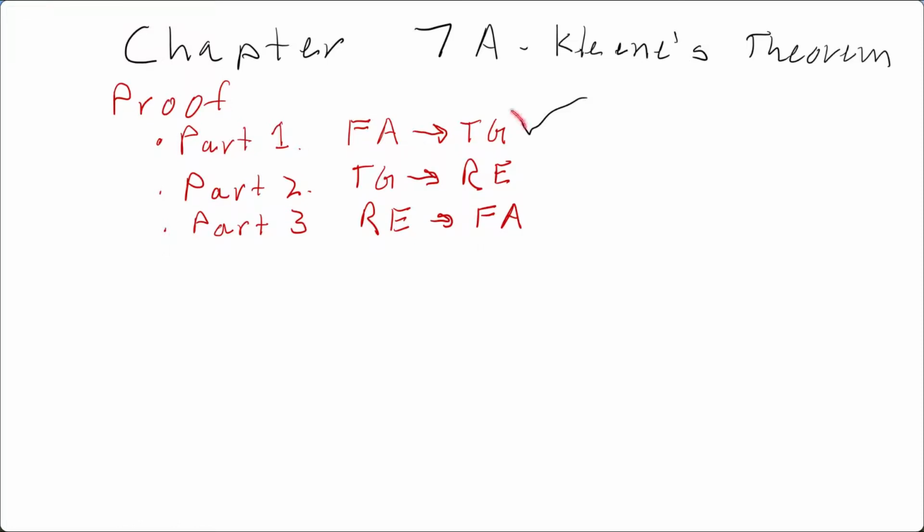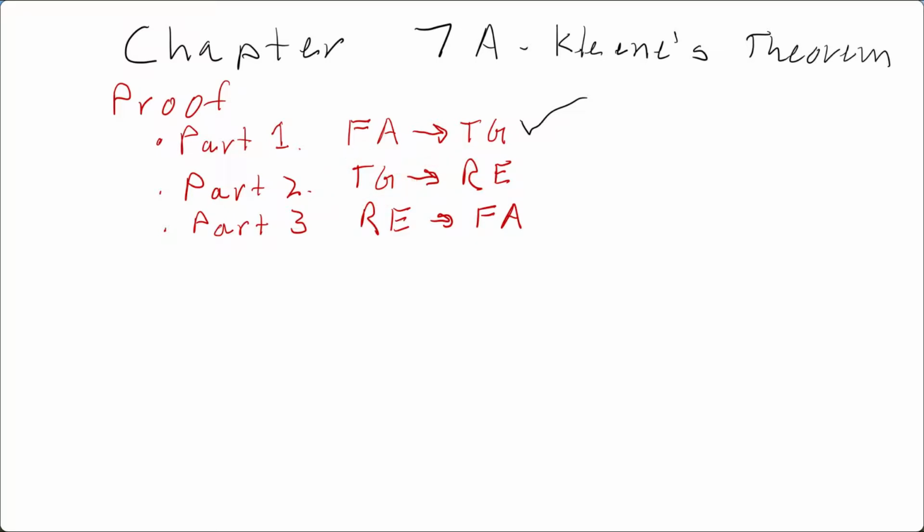Once we've proven all of these parts, we have proven Kleene's theorem, which says finite automatas, transition graphs, and regular expressions can all be used to define the same group of languages. So if we could define a language using any one of these three methods, we can also define it using any other one. And it works because if we define it using a regular expression, we can convert it to a finite automata. A finite automata is a transition graph. If we could define it with a transition graph, then we can generate a regular expression that accepts the same thing.